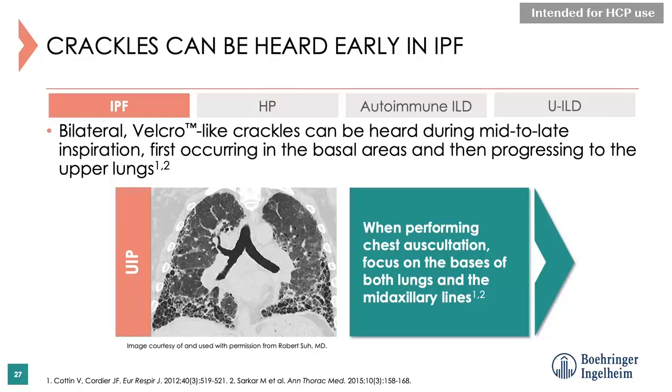These are characterized by bilateral Velcro-like crackles that are heard mid to late inspiration, primarily in the bases of the lungs, progressing apically as the disease progresses. When you do chest auscultation, it's very important to focus on the bases of the lungs and the mid-axillary lines, as this is where fibrosis primarily leads to crackles initially in the early stages of disease.